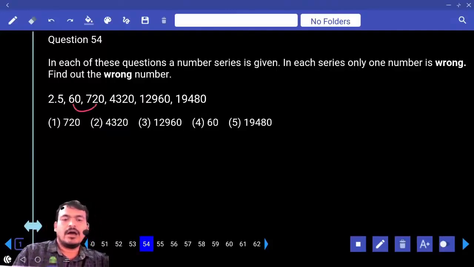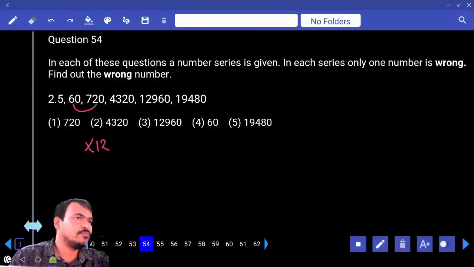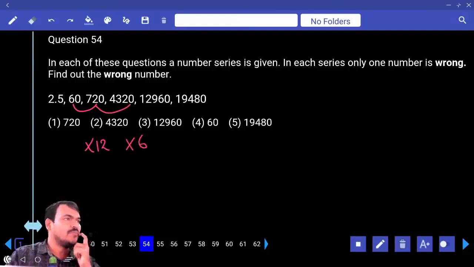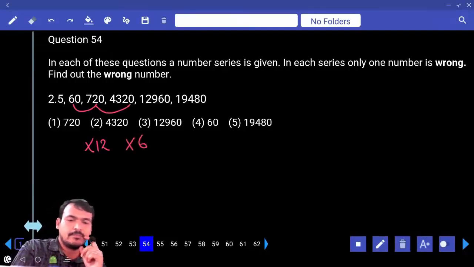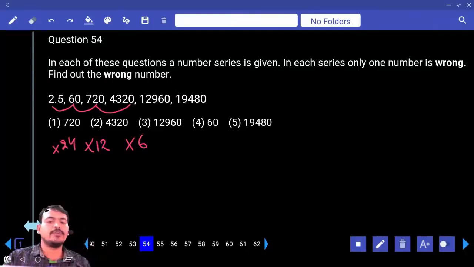60 and 720, almost how many times? 12 times or not? Next, 720 and 4320, almost 6 times or not? Okay, into 12 into 6 means previously 24 times or not? 2.5 into 24, how much value are we getting? 60. 60 into 12 is 720.